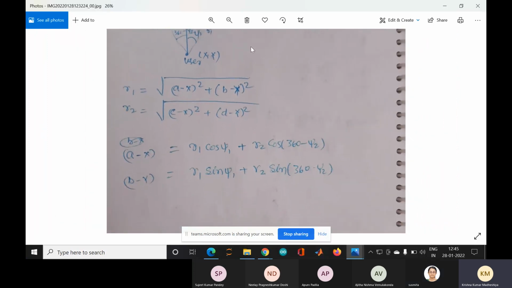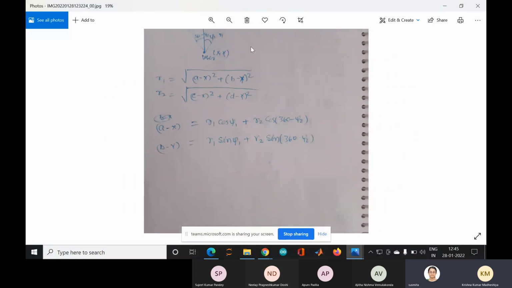Ma'am, actually, both transmitter coordinates are known. So I have assumed transmitter one location is A comma B and the second one is C comma D. Similarly, R1 and R2 are the line-of-sight lengths. But we do not know R, okay? We are making only bearing measurements. Yes, ma'am. I'm calculating R1 and R2 from these last two equations.